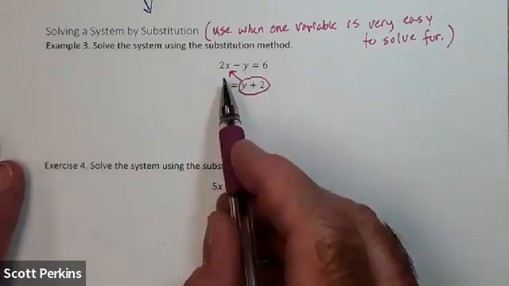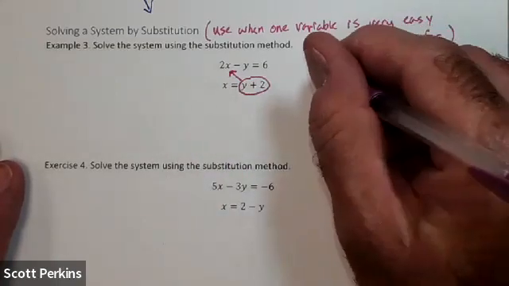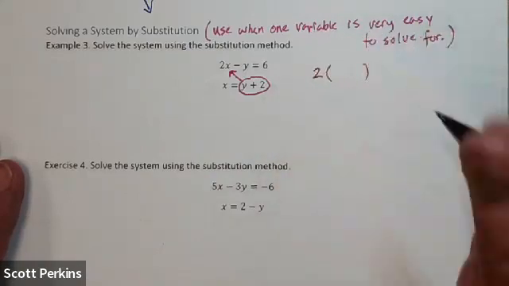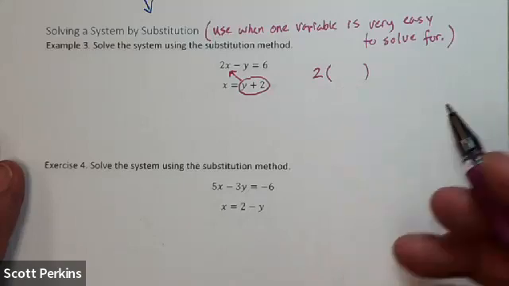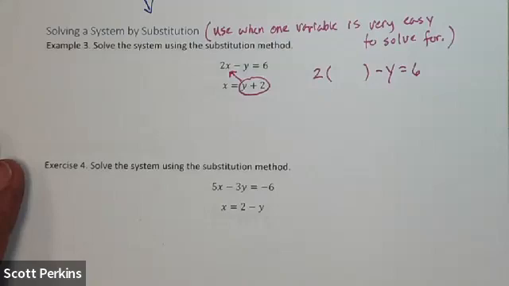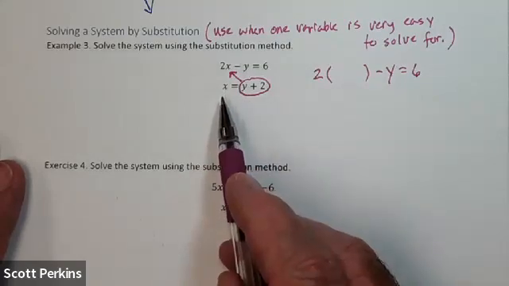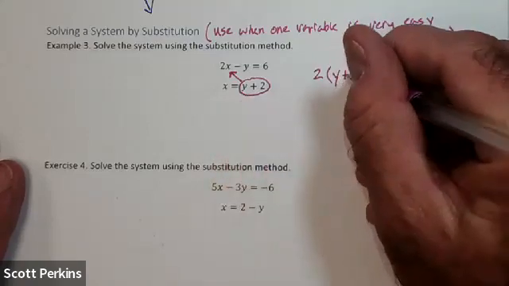functions. When I take this 2x minus y is 6 and I rewrite it, instead of writing the x, I'm going to write some parentheses. Okay, 2 times x, but x is the thing I'm substituting for, minus y equals 6. And now instead of x, this second equation says x is the same thing as y plus 2. So I'm going to put y plus 2 right here.